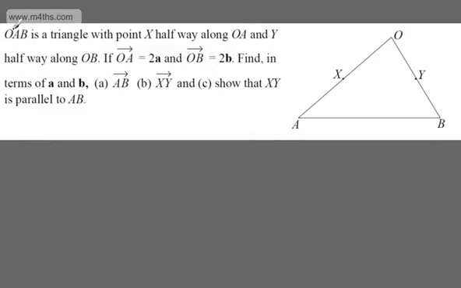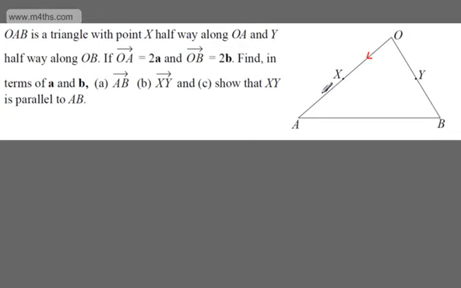In the next question, we're told OAB is a triangle with point X halfway along OA and Y halfway along OB. If the vector OA is 2A and the vector OB is 2B, find in terms of A and B the vector AB, the vector XY, and part C, show that XY is parallel to AB. Okay, let's go ahead and label this up then. So what we've got then is the vector O to A. If O to A is 2A, then what I can say now is the following.